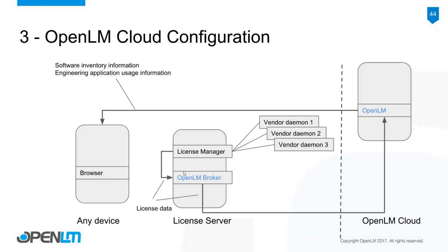In this deployment option, the cloud deployment option, everything is on the cloud except one component, the OpenLM broker. You need to install it on the license server, and then it will collect data from your license manager and send it via a secured connection to the cloud.